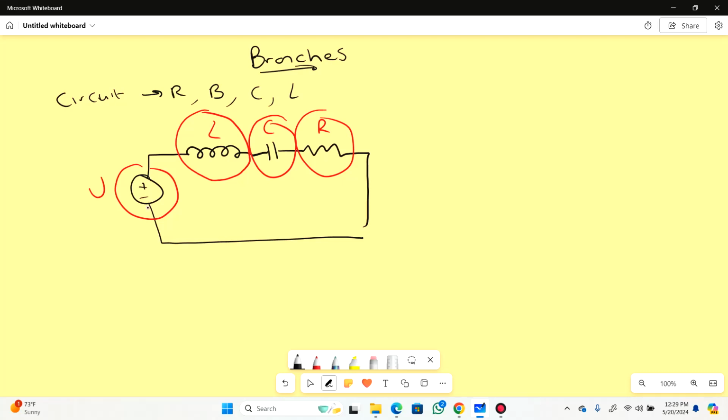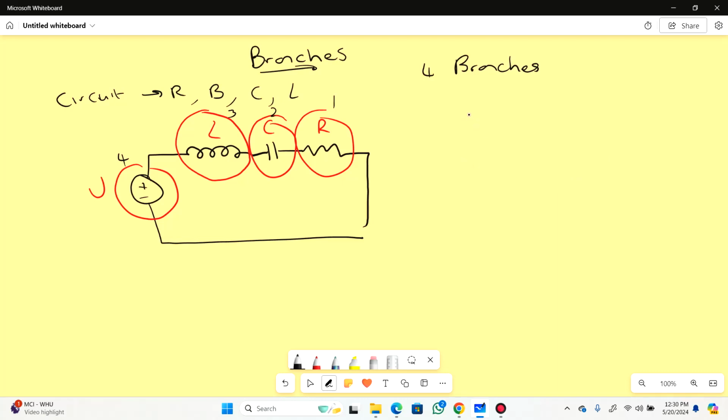So if they ask how many branches are in the circuit, you can see that you have 1, 2, 3, and then 4. So we have 4 branches overall, right? Branch is basically another name for circuit elements. A circuit element is what creates a circuit, like a resistor, capacitor, inductor, or voltage source. So make sure that you understand what a branch is, right?